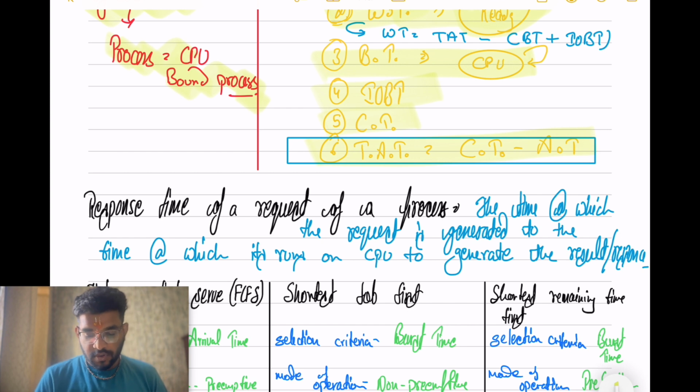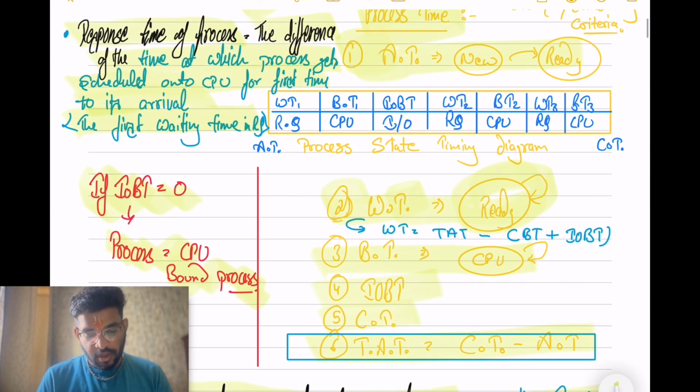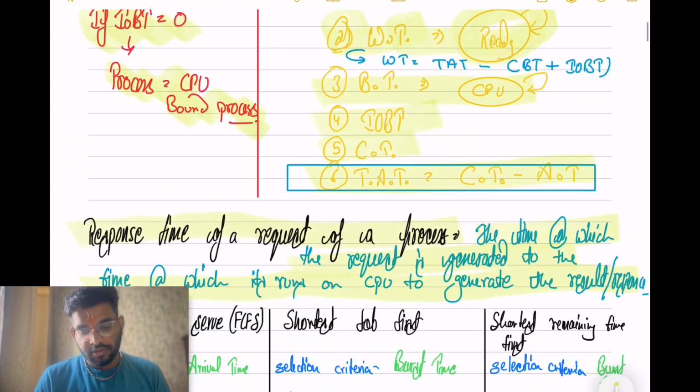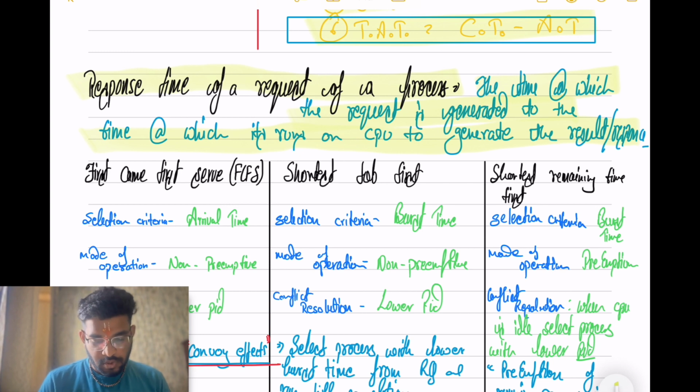Response time of a request of a process is defined as the time from when the request is generated to the time at which it runs on the CPU to generate the result and response. It is the same as the response time of a process.